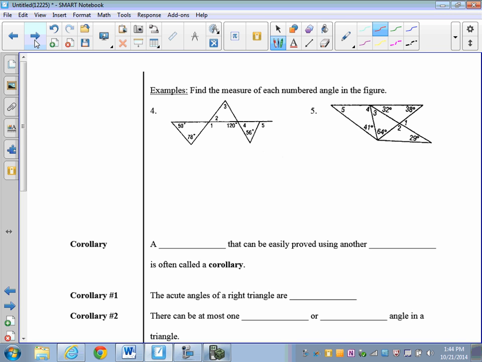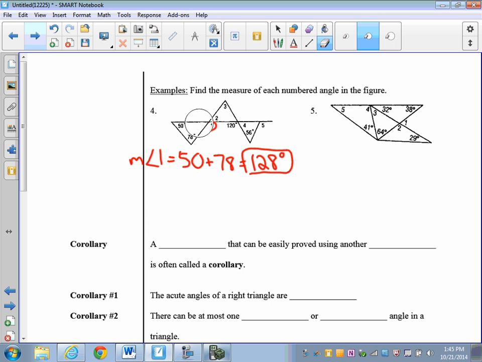So for example, angle 1 is an exterior angle. Its remote interior angles are 50 and 78. So whenever I use that theorem I just learned, I'll say the measure of angle 1 is equal to 50 plus 78, which is just 128 degrees. So the measure of angle 1 is equal to 128 degrees.